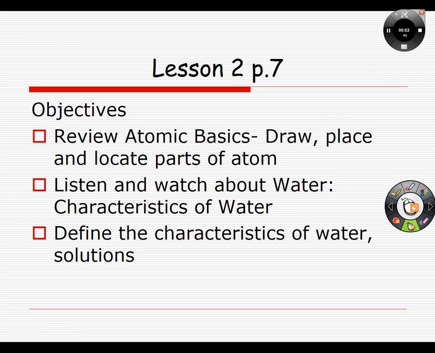Welcome to Lesson 2. This is Chapter 2, Lesson 2, Tolbert's class. A couple of the objectives: to review the atomic basics.